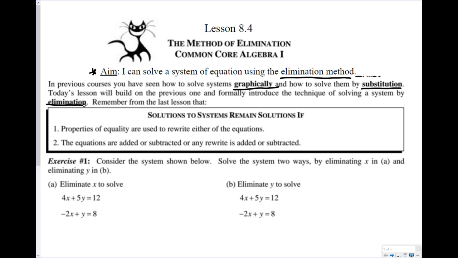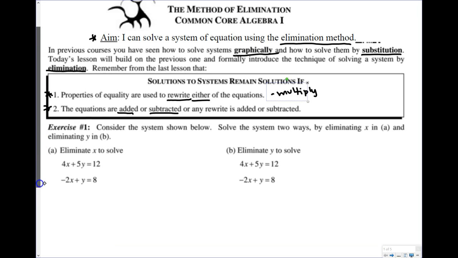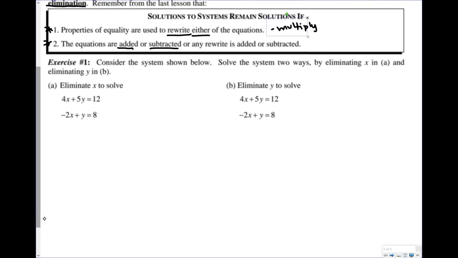Remember from last lesson that solutions to systems remain solutions if properties of equality are used to rewrite either of the equations. That's where we multiply one equation to try and get a coefficient, and then the second part is where the equations are added or subtracted. So we alter an equation and then we can add or subtract in order to eliminate. That's our goal. So in exercise 1, I'm going to show you exactly how this entire process goes.